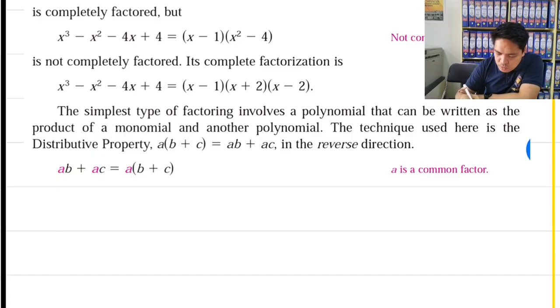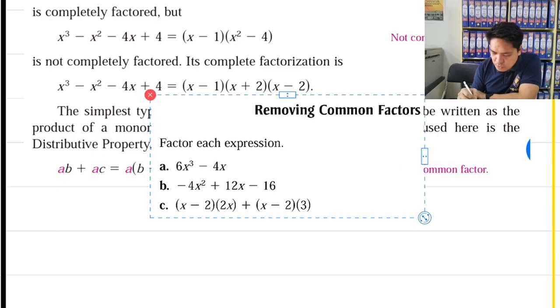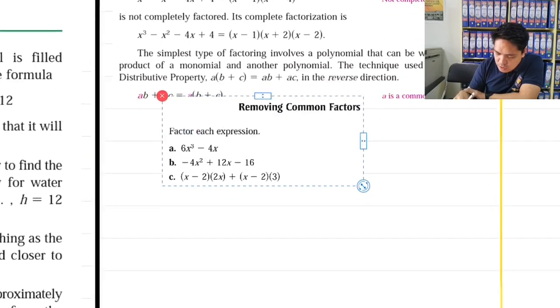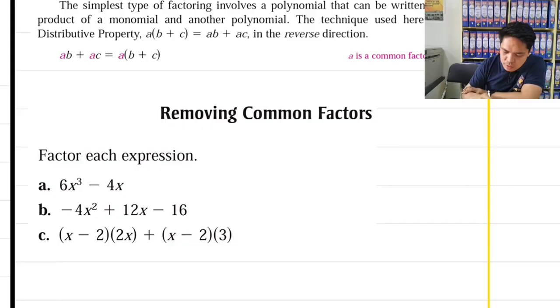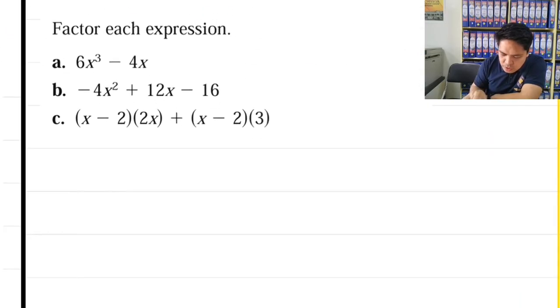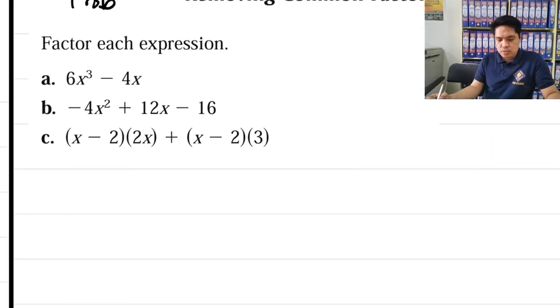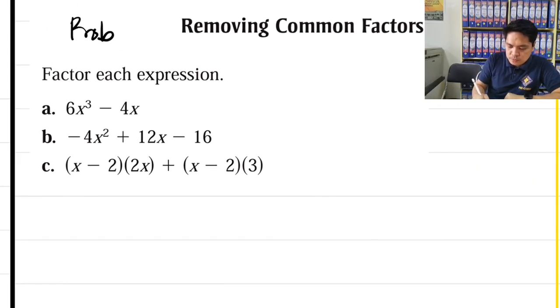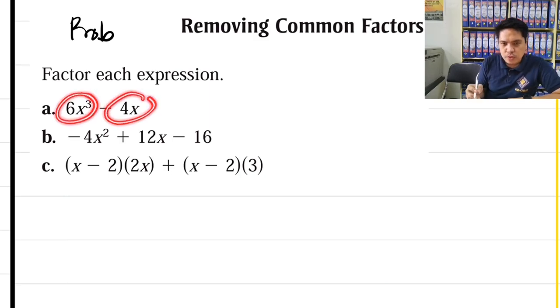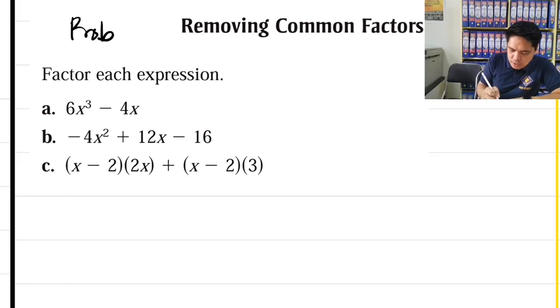So let's try one problem. Anyway, we'll have this problem. Factor each expression: 6x cubed minus 4x, for letter a. How do we factor this? What are the common factors of this polynomial?